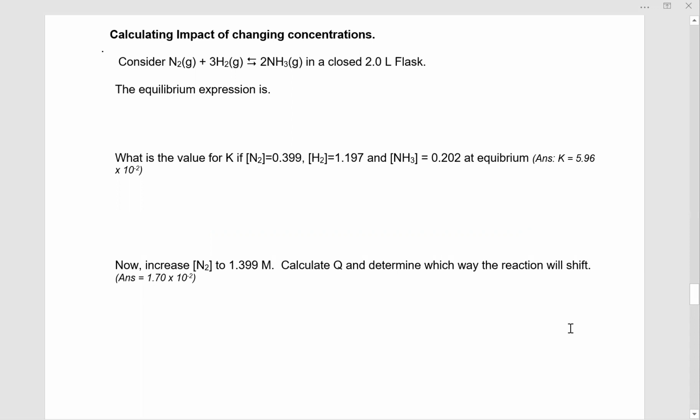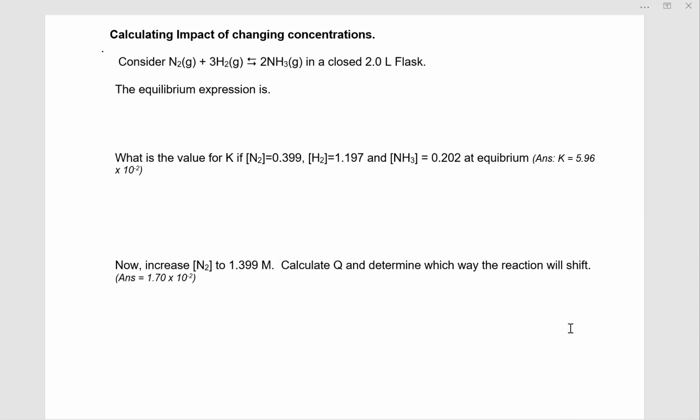We're going to finish off Le Chatelier's principle with calculating the impact of changing concentrations. I've been having you do this qualitatively, but now we're going to go through some calculations. So first, let's consider the famous Haber process here. Nitrogen plus 3 moles of hydrogen makes 2 moles of ammonia, and we're doing this in a closed 2-liter flask.